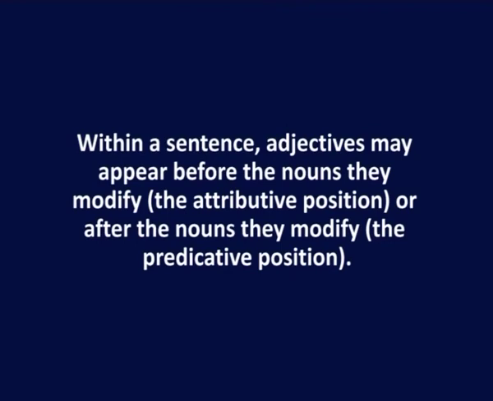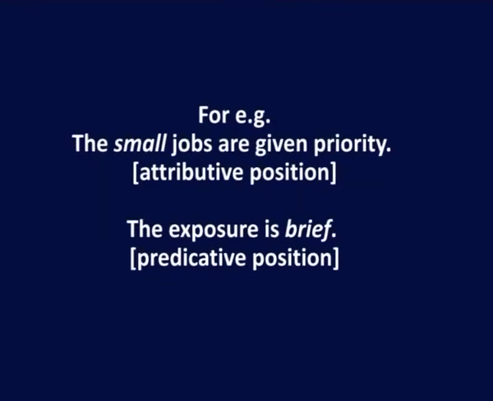Within a sentence, adjectives may appear before the nouns they modify, that is the attributive position, or after the nouns they modify, the predicative position. For example, the small jobs are given priority, this is attributive position. The exposure is brief, predicative position.